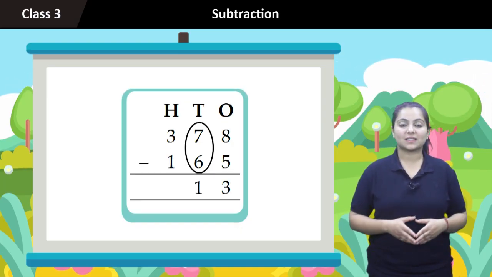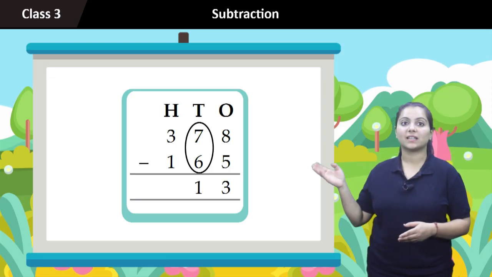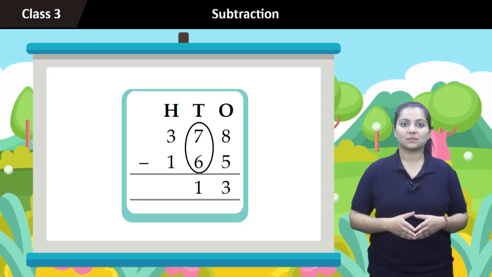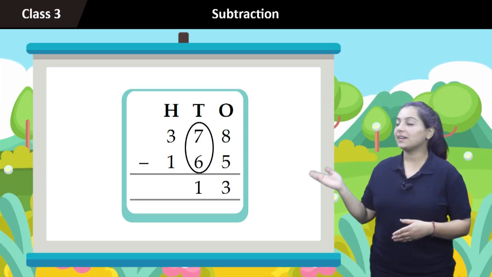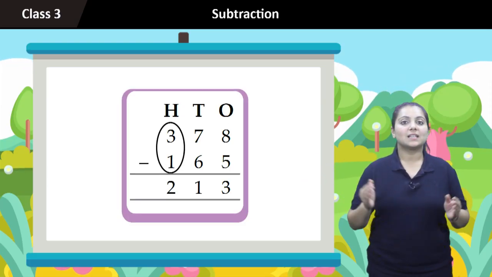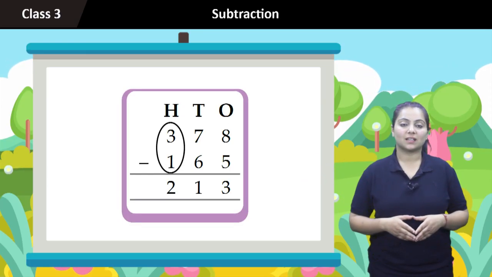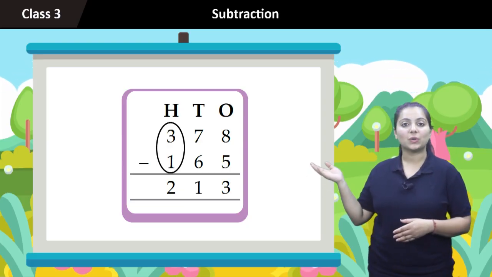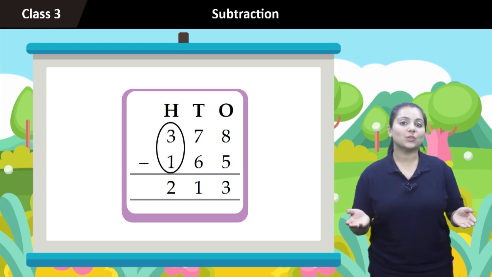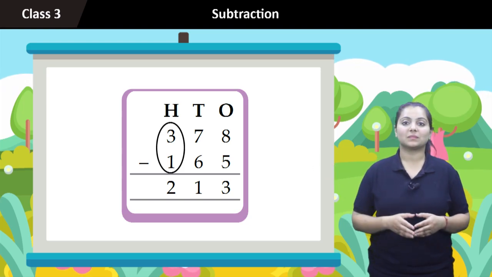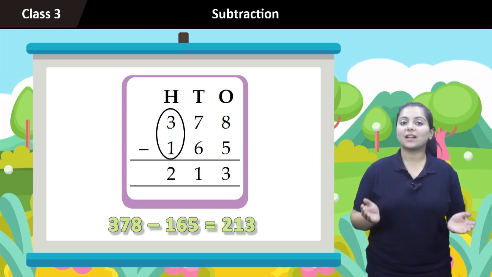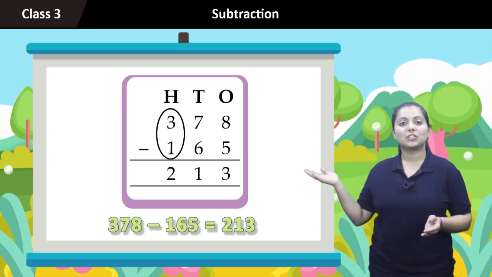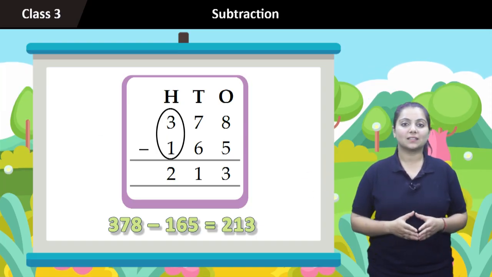Subtract the tens. 7 tens minus 6 tens is equal to 1 ten. Write 1 under the tens column. Subtract the hundreds. 3 hundreds minus 1 hundred is equal to 2 hundreds. Write 2 under the hundreds column. Thus, 378 minus 165 is equal to 213.